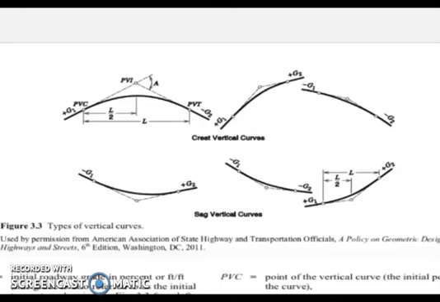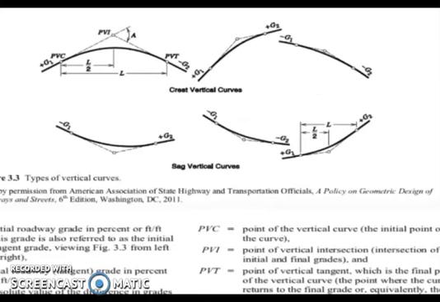And of course, you have A, which is the difference between our initial grade and the final grade. Then we have our variable L to represent the total length from PVC towards PVT. And of course, from PVC towards PVI, that is L over 2. So we have the difference here of the illustration, how it is identified for crest vertical curve and sag vertical curve.